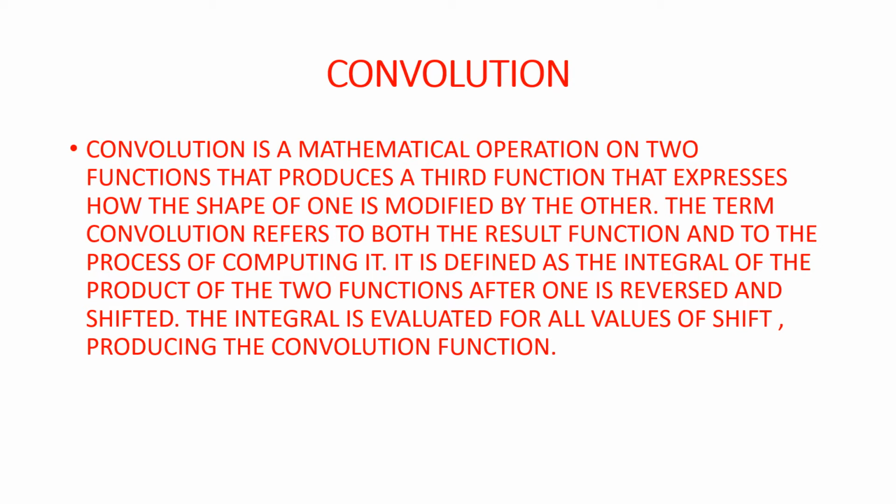Convolution is a mathematical operation on two functions that produces a third function that expresses how the shape of one is modified by the other. The term convolution refers to both the result function and to the process of computing it. It is defined as the integral of the product of two functions after one is reversed and shifted. The integral is evaluated for all values of shift, producing the convolution function.